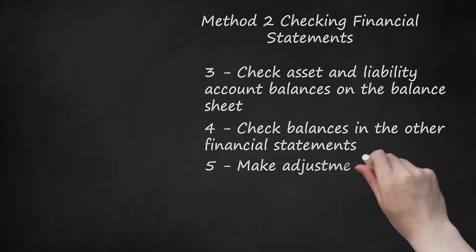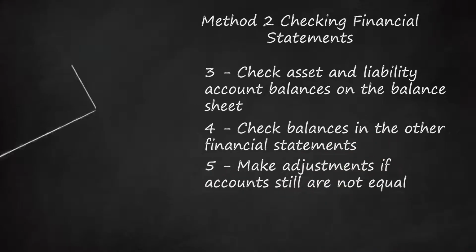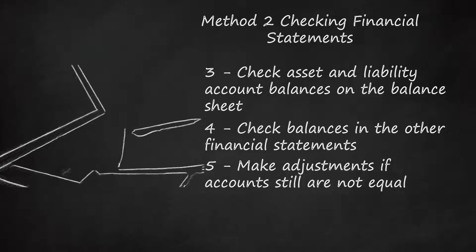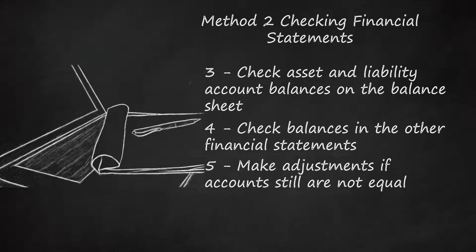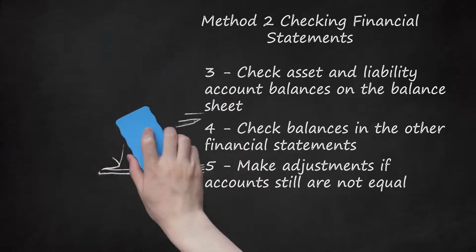5. Make adjustments if accounts still are not equal. If you notice discrepancies, go back and investigate the underlying transactions tied to the general ledger entries. Prove the account balance to be correct first and then make the change on the financial statement. Then, update the other balances affected by this change if your accounting software or spreadsheet doesn't do this for you.